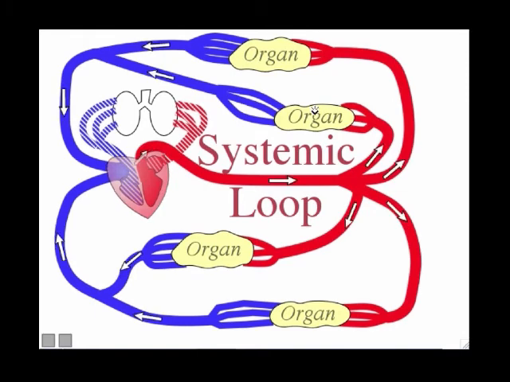When the cells take in the oxygen from that blood in the systemic loop, the cells dump into the blood that waste gas, the carbon dioxide. As the blood flows through each organ, not only is the blood giving oxygen to the cells of that organ, the blood is taking away the carbon dioxide that those cells are producing.